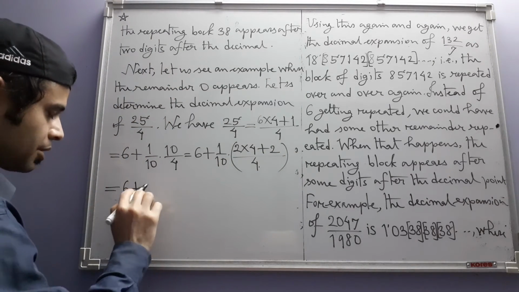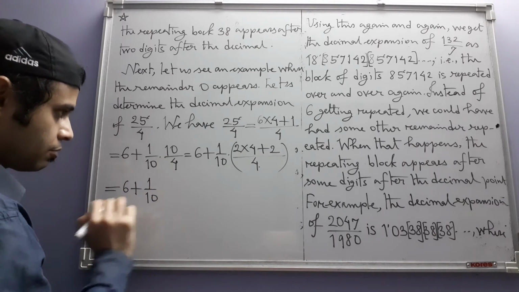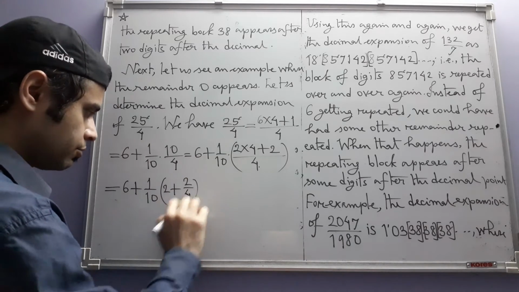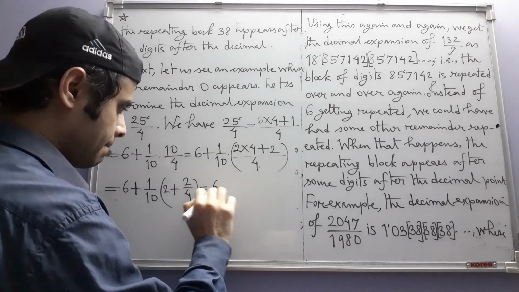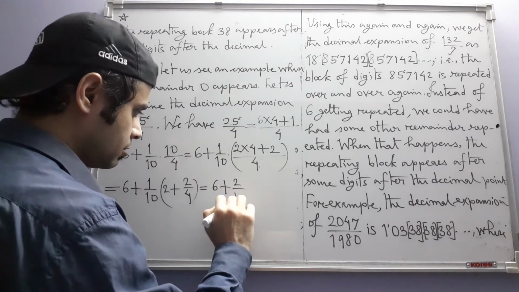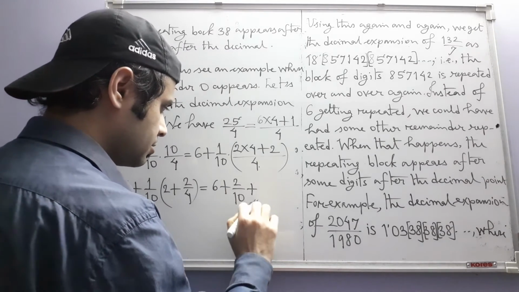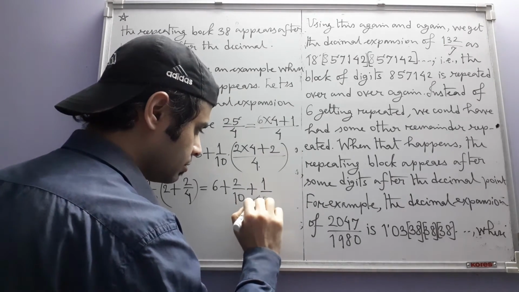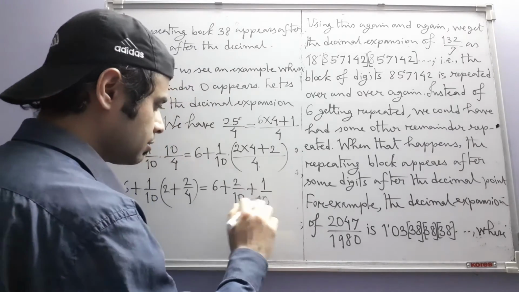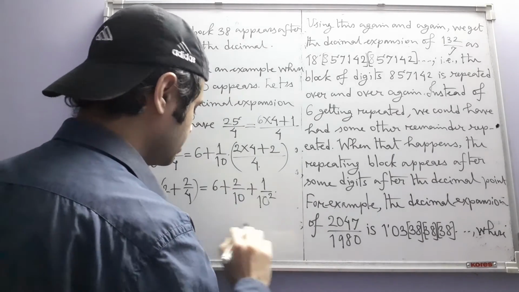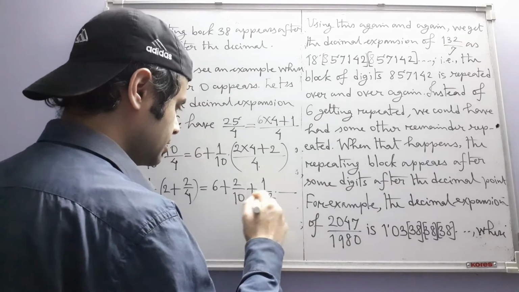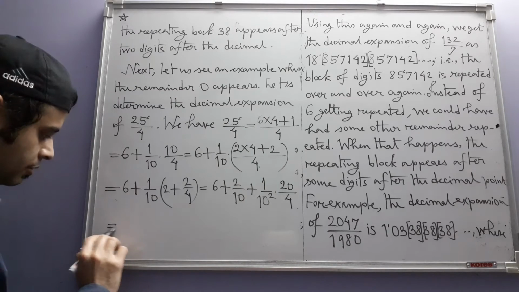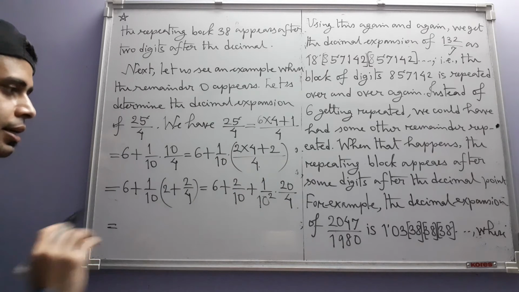So I get 6 plus 1 by 10, 2 plus 2 by 4. 6 plus 2 by 10 plus 1 by 10 times 2 by 4. I can write one more step here itself, and that is I can divide and multiply by 10. Now at this stage I get the zero remainder.